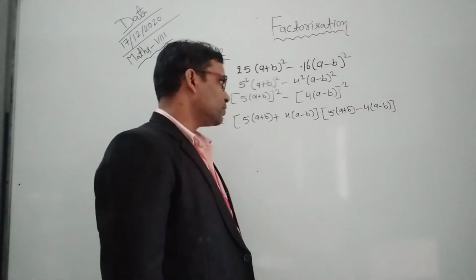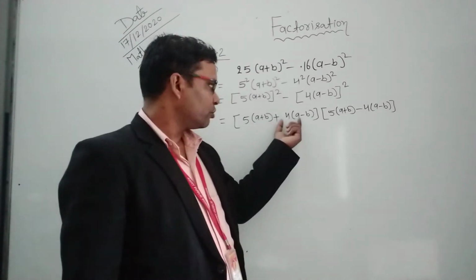Okay? So if you open both brackets, here what you have: 5 into a plus b minus 4 into a minus b.